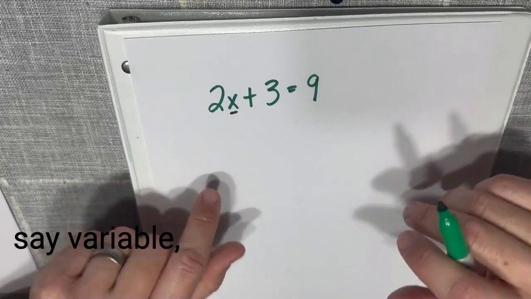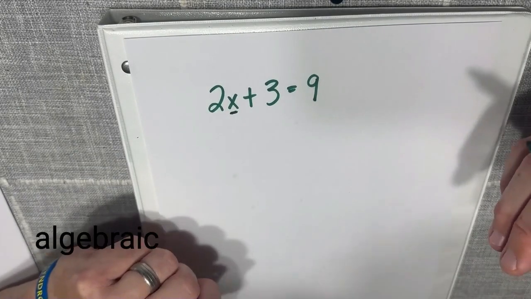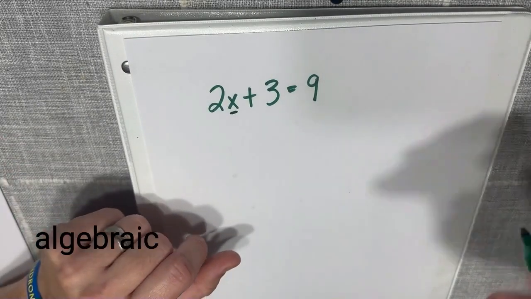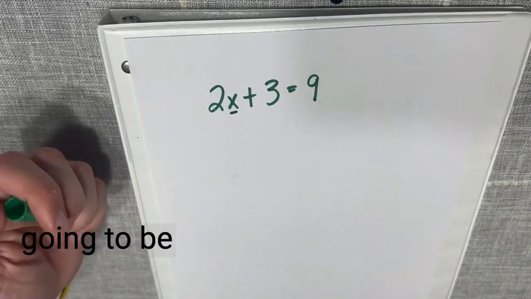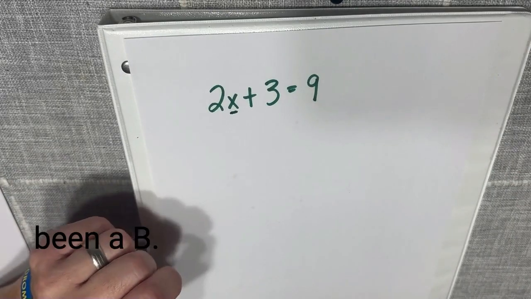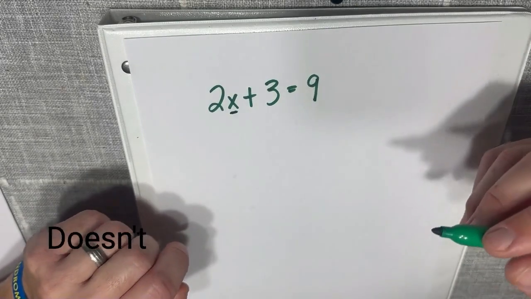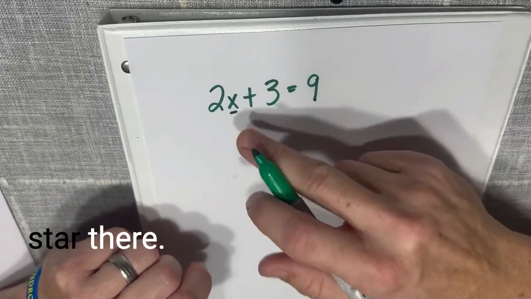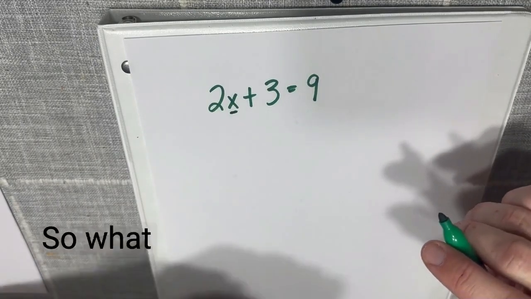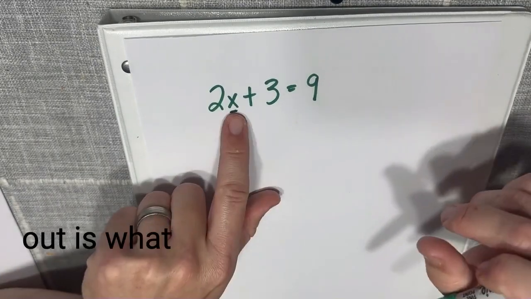And when we say variable, almost always when you're doing algebraic equations, a variable is going to be a letter. And most common in algebraic equations, the letter is going to be an x. But they could pick any letter that they want. They could put a y, it could have been an a, it could have been a b. They could even use a symbol. It doesn't even have to be a letter. They could have put a star there. They could have put a four-leaf clover. Okay, but in this case, we have an x. So what we're trying to figure out is what that x is.